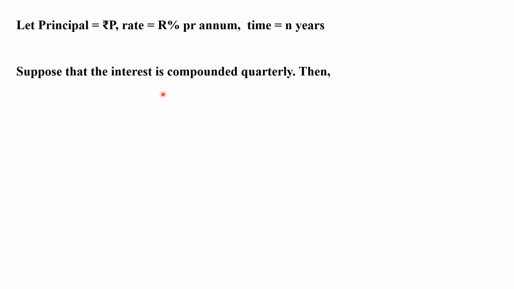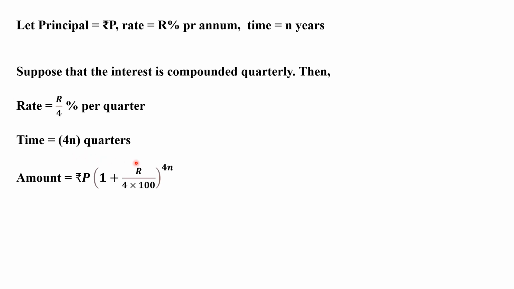Okay. Now next we will see another case of compound interest. If the interest is compounded quarterly, what will happen? Your rate will become R by 4% per quarter, time will be 4n quarters, and the amount formula will become P times (1 plus R by 4 into 100) whole to the power 4n. Now why did it become 4n? Time becomes 4n because in 1 year there are 4 quarters, so you have to multiply it by 4. And the rate was given per annum, but you have to find per quarter, right? So you have to divide it by 4.